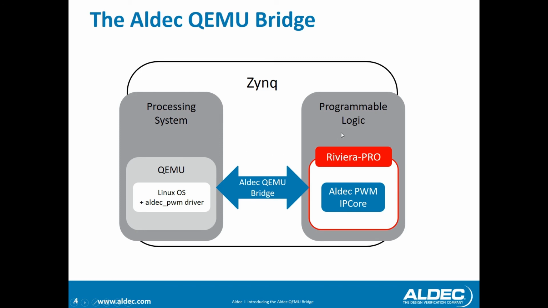Here, the hardware component will be simulated by Riviera-PRO, while the software component will be run on an emulated ARM processor within QEMU. This software component will control the PWM IP, allowing it to modify the signal's duty cycle, with those transactions taking place via the Aldec QEMU bridge.